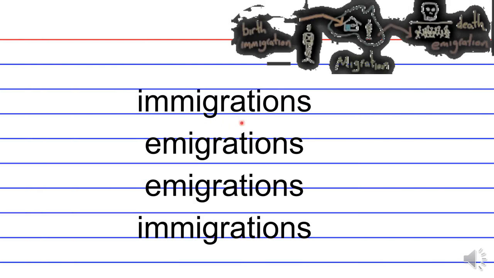That would be immigrations and emigrations for the first set. So more immigrations versus emigrations is going to give you a positive net migration, whereas more emigrations versus immigrations is going to give you a negative net migration.